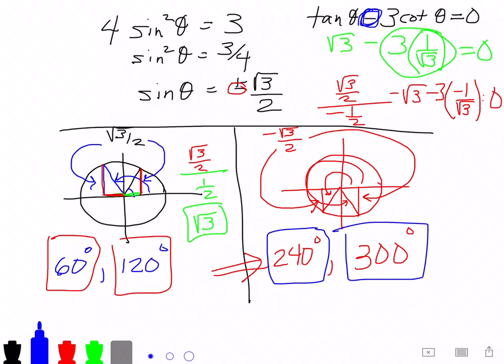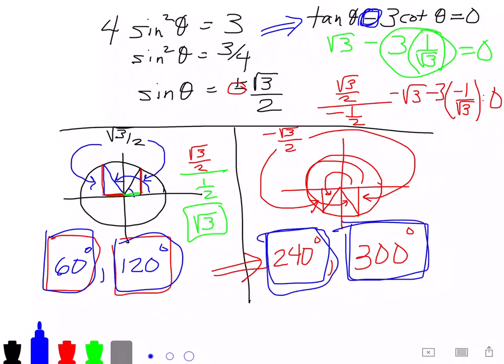Again, the original problem was this guy right here: tangent theta minus 3 times the cotangent of theta equals 0. And I have 4 answers. This one, this one, this one, and this one. If I do it in radian measure, it's pi thirds, 2 pi over 3, 4 pi over 3, and 5 pi over 3.